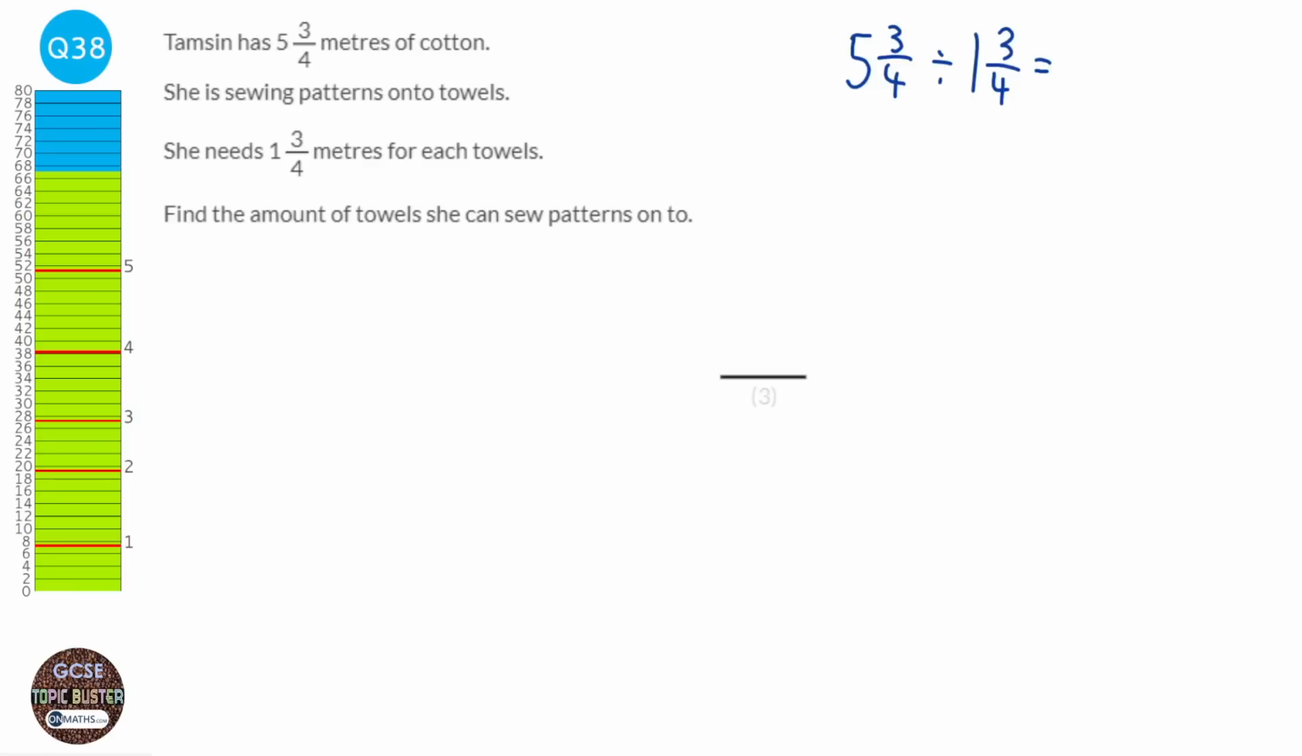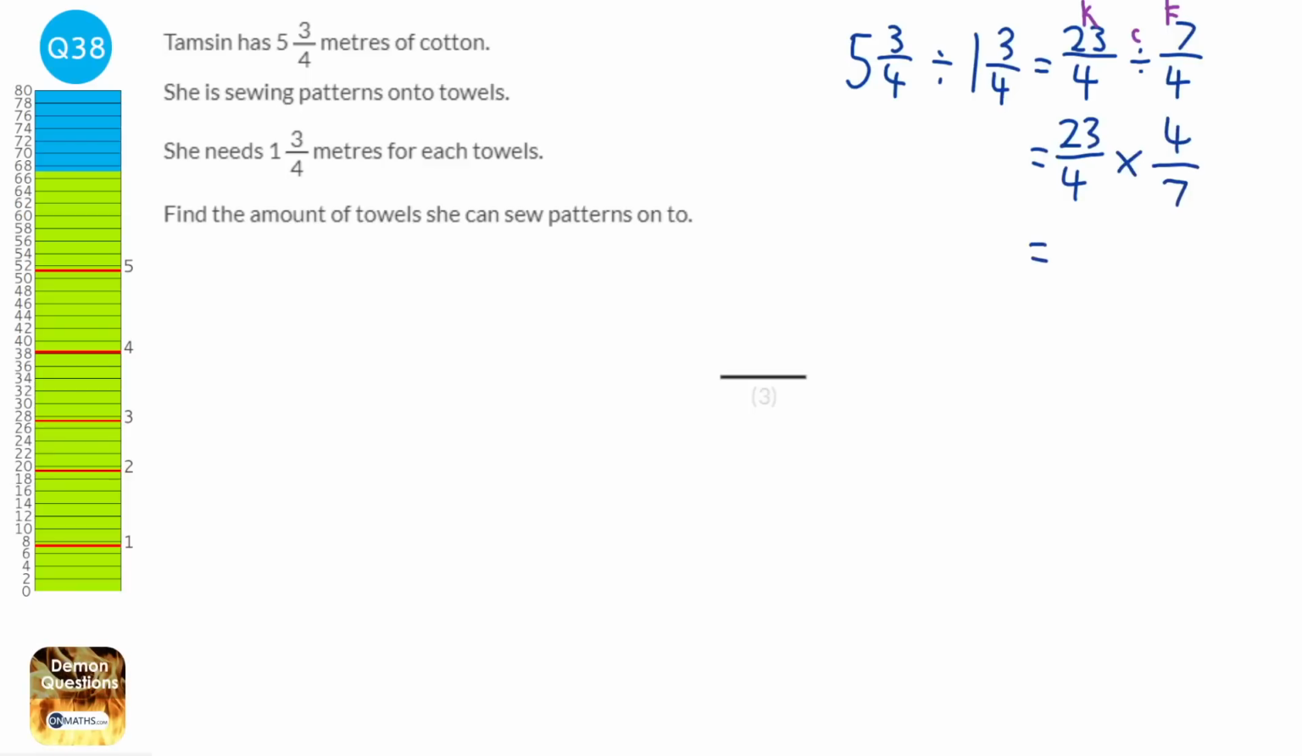So we times the 5 by the 4 and add it to the top, which will be 20, and then add it to the top 23, and then do the same. 1 times 4 is 4, plus it to the top is 7 over 4. Now a little trick here is KFC. We keep the first fraction, we flip the second fraction, and we change the divide sign to a times sign. So we're going to keep this first fraction as it is, change that divide to a times, and flip the second fraction.